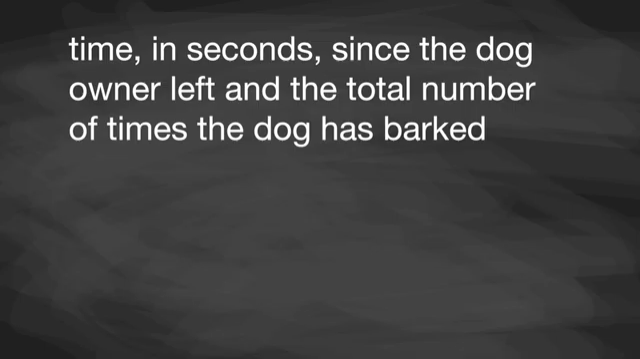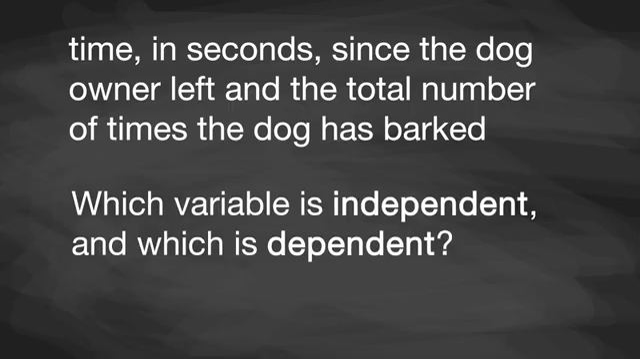Here is a pair of quantities from a situation from the lesson. The relationship can be defined as a function. The situation is time in seconds since the dog owner left and the total number of times the dog has barked. Which variable is independent and which is dependent?